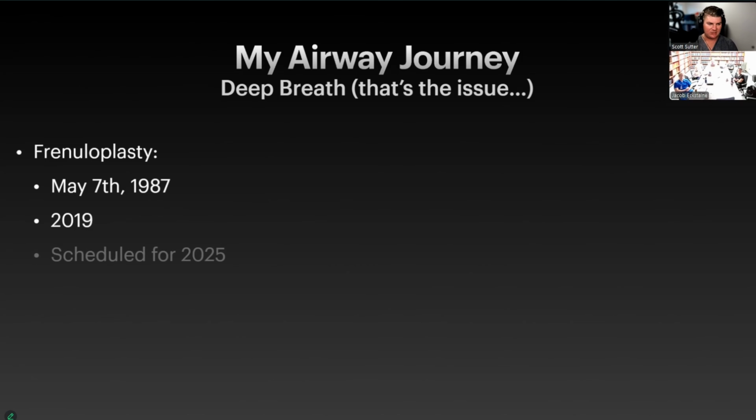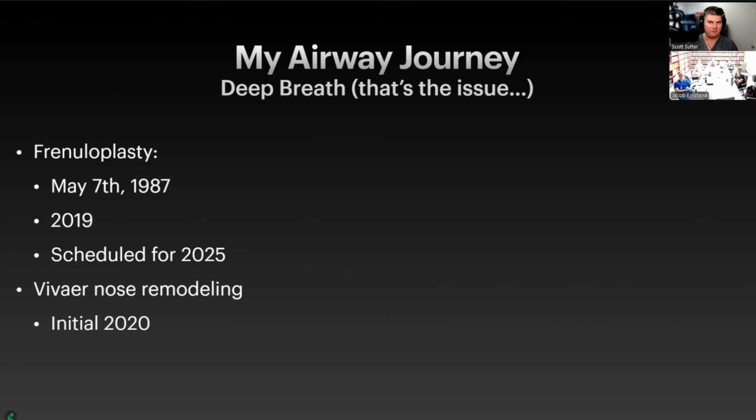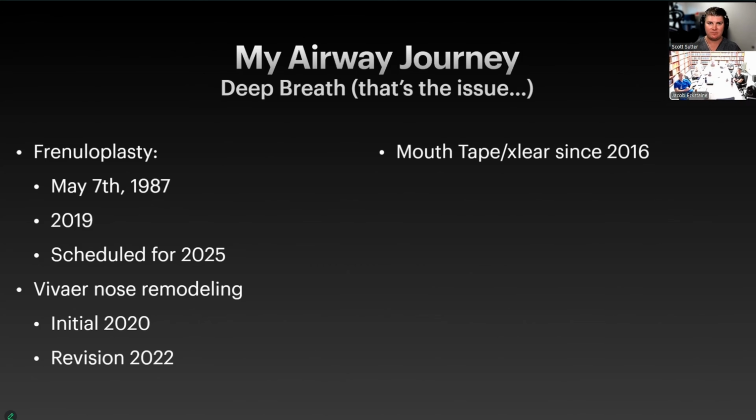So here are all the things that I have tried over the years. My tongue has been cut twice in my life so far. Once when I was a day old, once in 2019 by the oral surgeon. We are rescheduled for a third one after I'm done with what I'm working through right now. I've had Vivera nose remodeling, where it expands it and redoes the nasal valve. That's been twice. It had failed, which if you ask any ENT, that's what they all do. But my revision actually has been stable. So I've had to have it twice, but that made a huge difference in my ability to breathe.